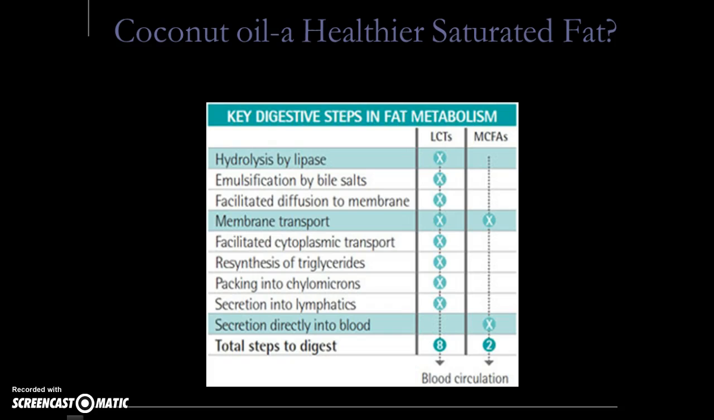So these medium chain fatty acids are a little bit different. They only take 2 steps to digest. So they are free floating. They're just transported across the membrane, and then they go right into the blood. So they go into the venule, the portal vein, and to the liver. So that means that we're able to use those medium chain fatty acids as energy a whole lot easier than we can use the long chain triglycerides as energy, because there's all these other steps that they need to take in order to get into the body and then circulate around the body too.